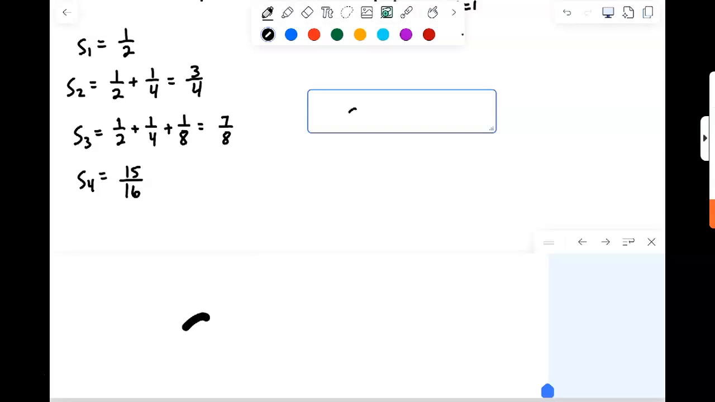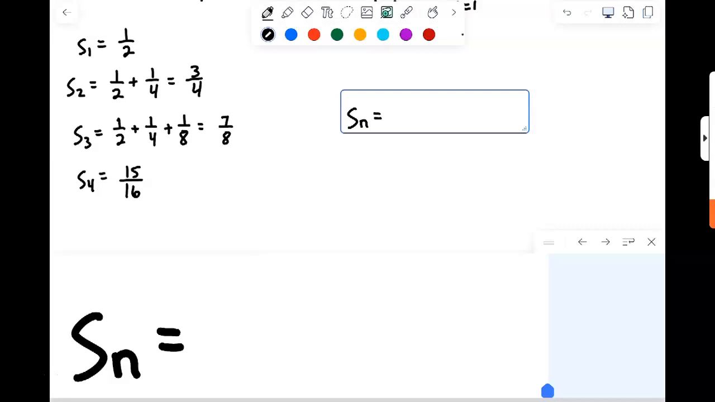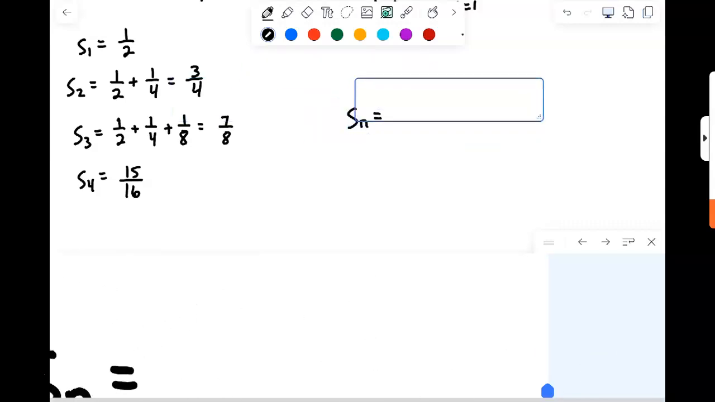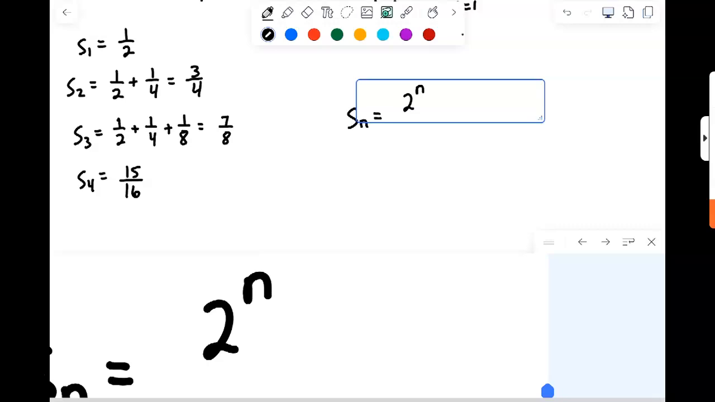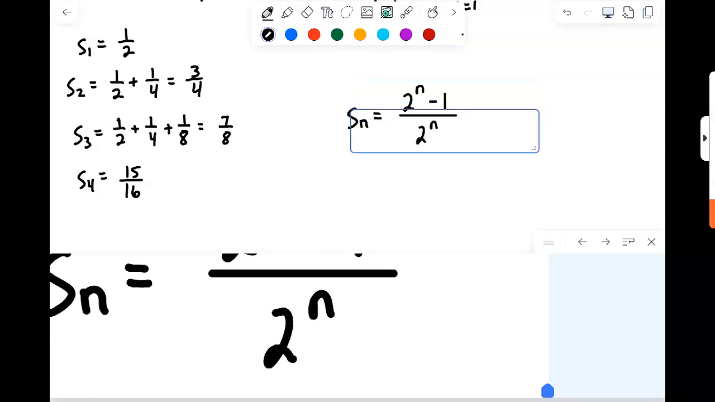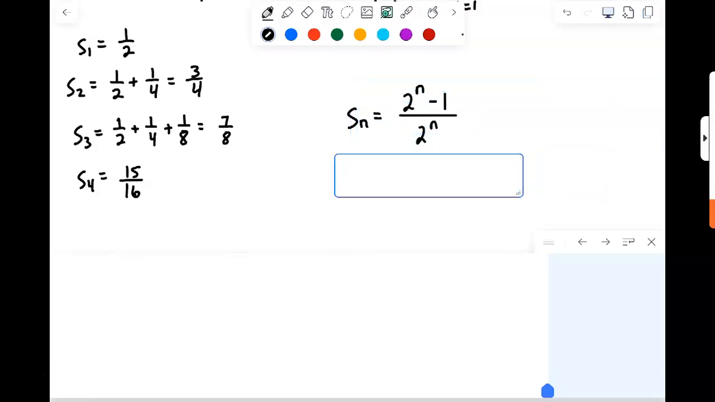So with that information, we can generate a formula for S sub n in this example, which is 2 to the n minus 1 on top, divided by 2 to the n. Based on the patterns that we've observed and how these patterns will just keep continuing, the next one will be 31 over 32, and so on. We can generate a formula here for S sub n in this example.